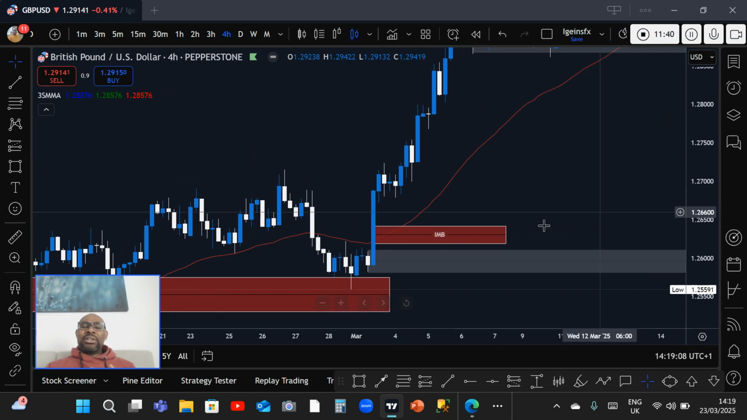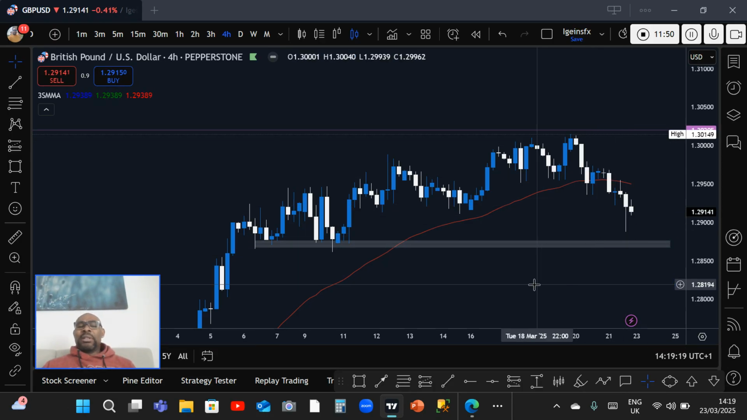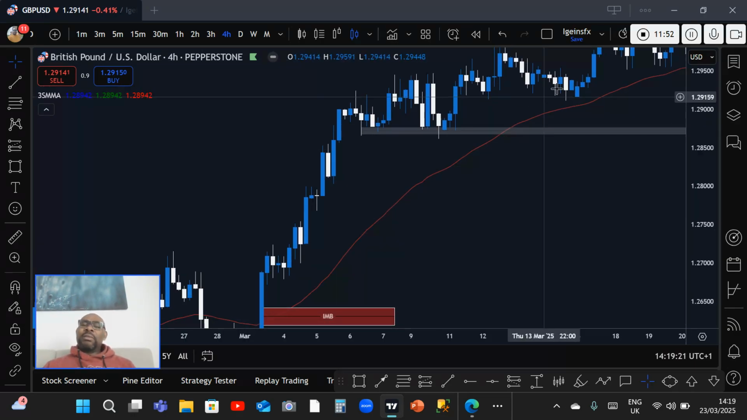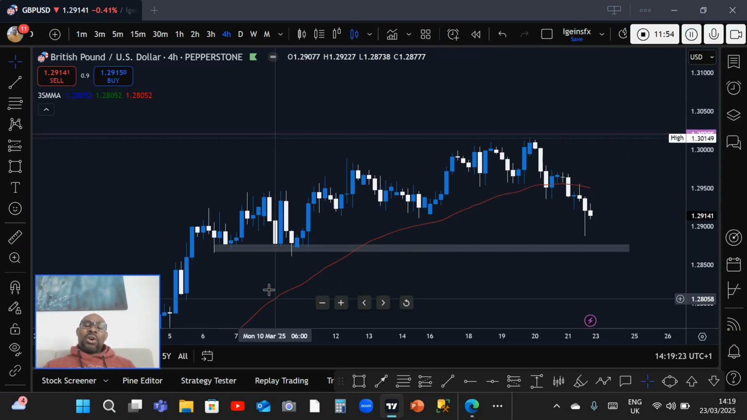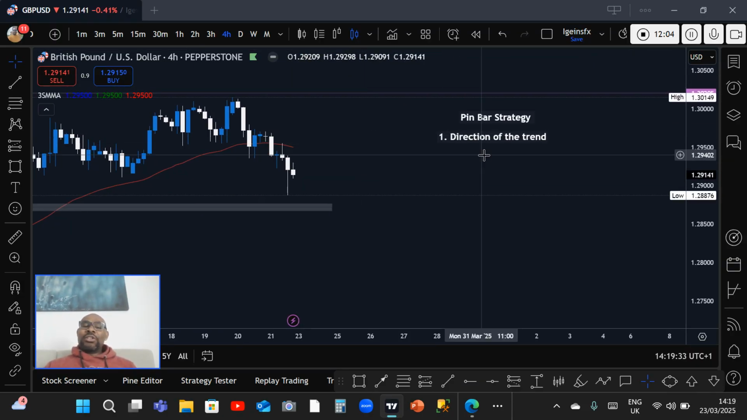Now, this trend is bullish. It's been bullish up to this point, right? But now you see price coming down, it's dropping. But all along it has been bullish. That means all you have to be looking for, for you to trade a pin bar, is buying opportunity. That is number one, direction of the trend.